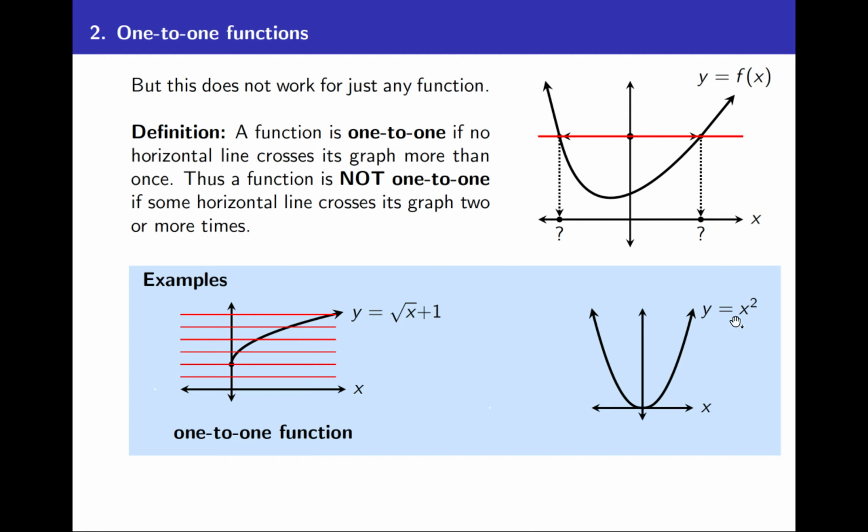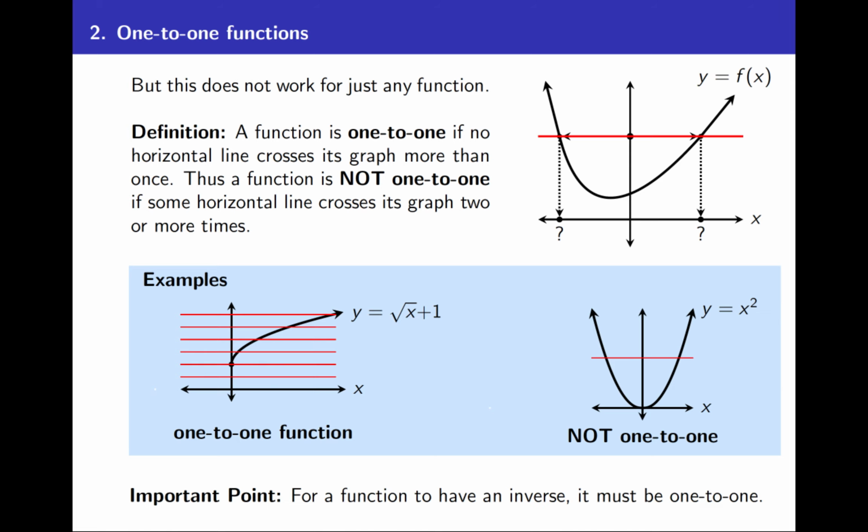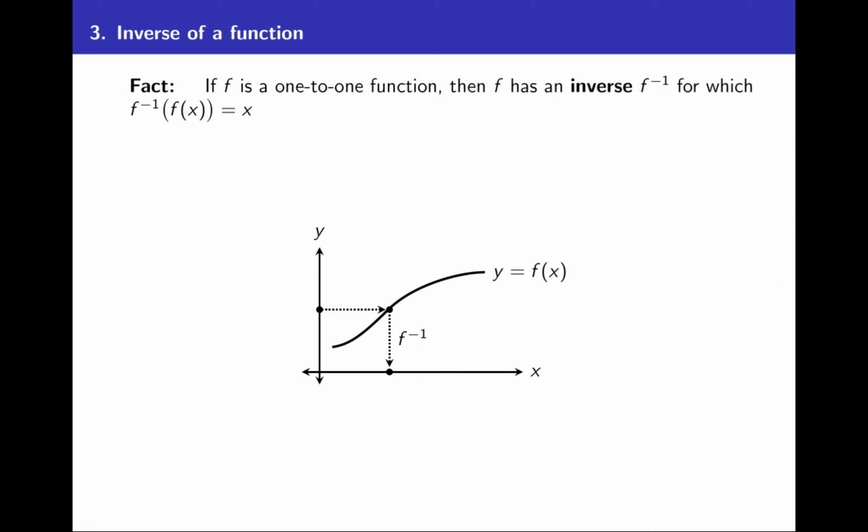Whereas y equals x squared, there's a horizontal line crossing more than once. In fact, there are lots of horizontal lines crossing more than once. So this is not a one-to-one function. So the important point here is that for a function to have an inverse, it's got to be one-to-one. With that, let's move on to the definition of the inverse of a function.